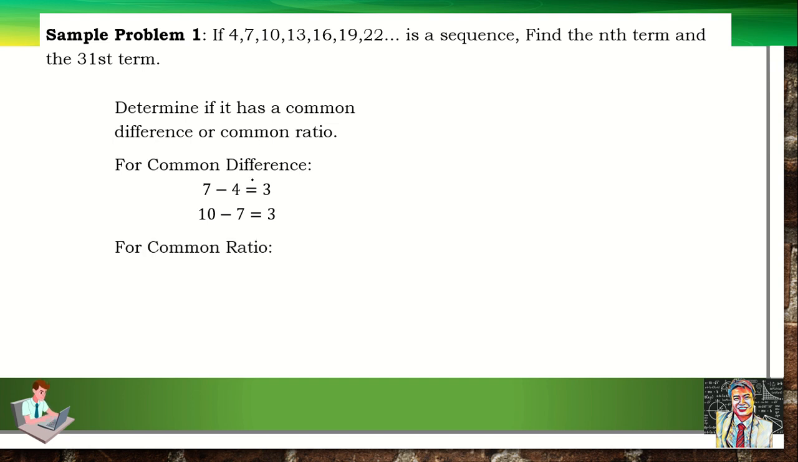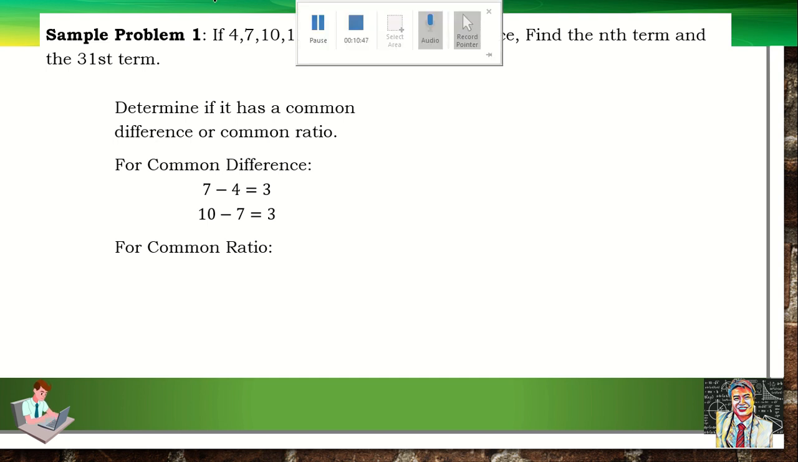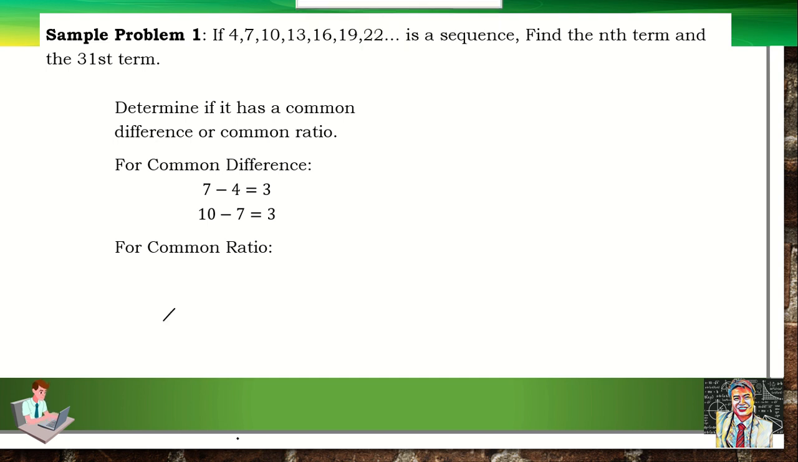Tingnan natin kung meron silang common ratio. So, since common ratio ang pinag-uusapan natin dito, titingnan natin kung yung next term divided by the previous term. So, 7 divided by 4, which is 1.75. How about 10 divided by 7? That is 1.43. Doon pa lang sa pangalawang combinations natin, hindi na sila nagkaroon ng common ratio. So, sinabi natin common, ibig sabihin the same. Since hindi sila the same, so ibig sabihin wala silang common ratio, pero meron silang common difference which is 3.